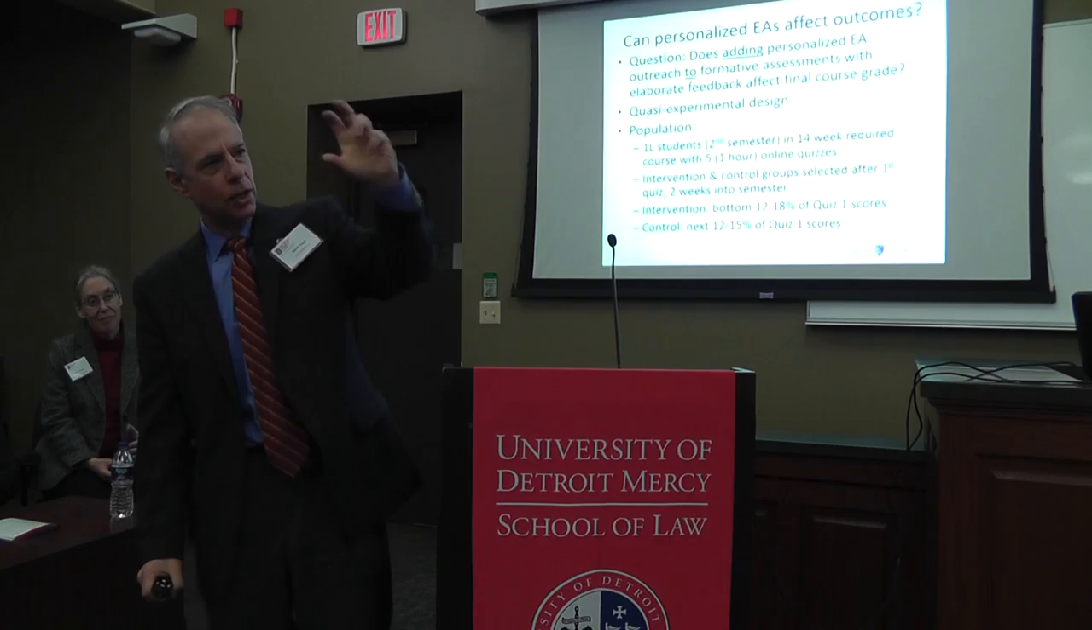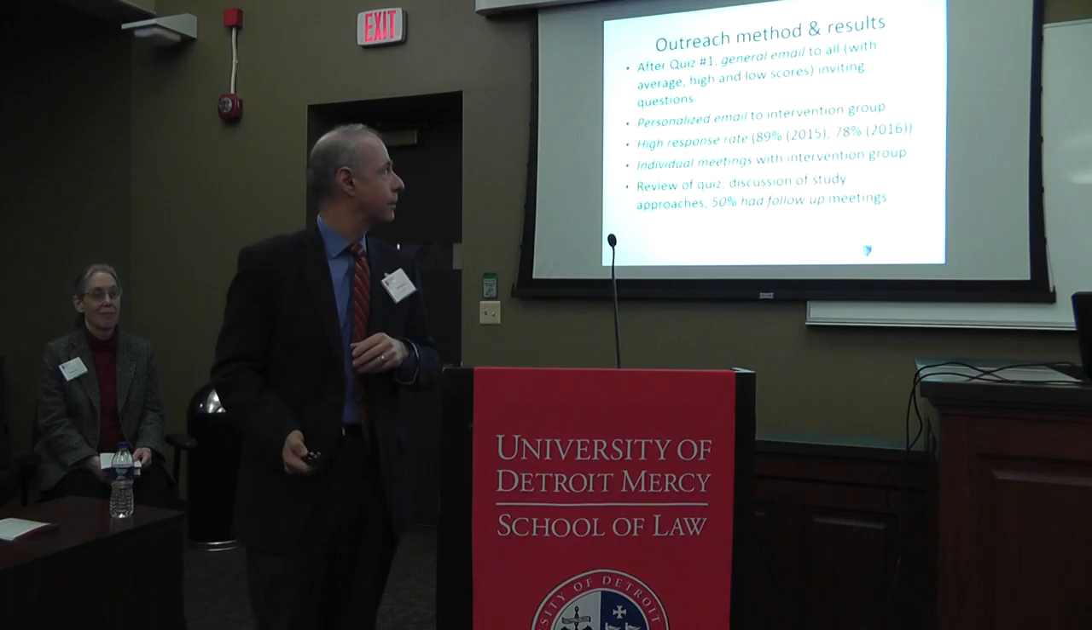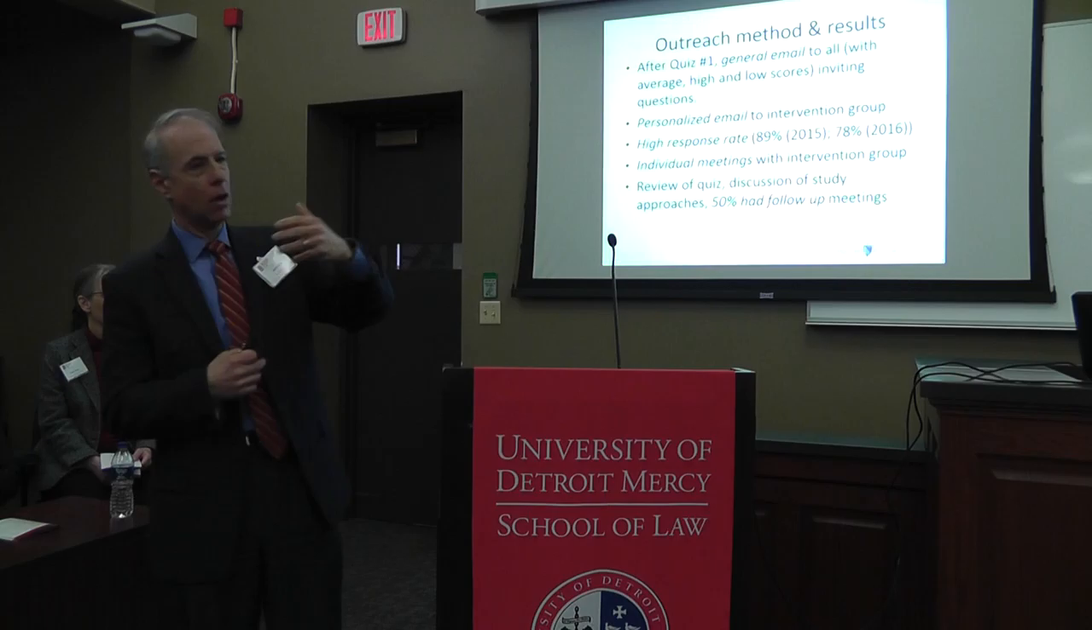But the nearest comparable group are the students who do just slightly better. It's a 10 or 12 question quiz, so the students who get four or three or below are the intervention, and the students who get five are the control. Again, it's not perfect, but it gives you something to map.